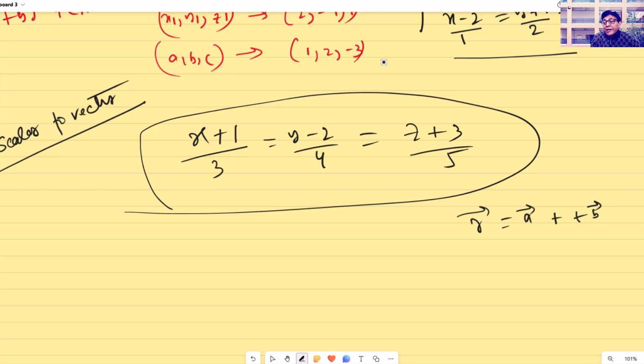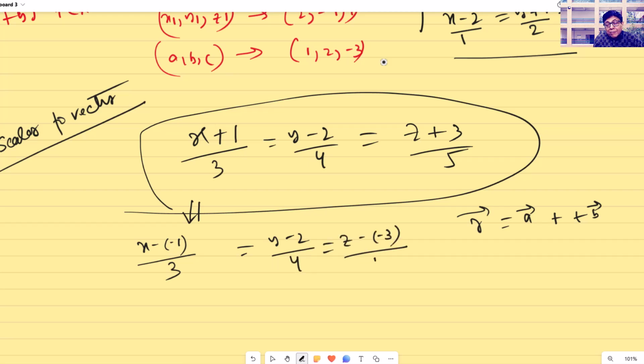So here a will be what? This equation is rewritten in the form x minus minus 1, because scalar form you always write this way: (x minus minus 1) by 3, (y minus 2) by 4, and (z minus minus 3) by 5. So the point on the line, many points are there, but one point is known. A point on the line is minus 1, 2, minus 3.